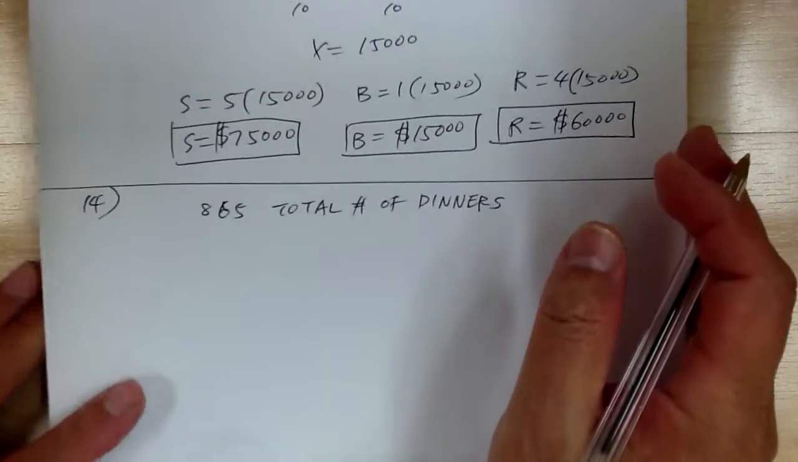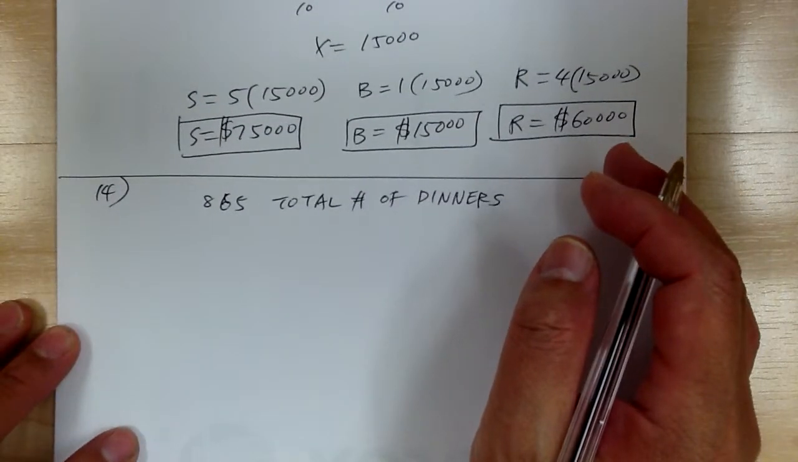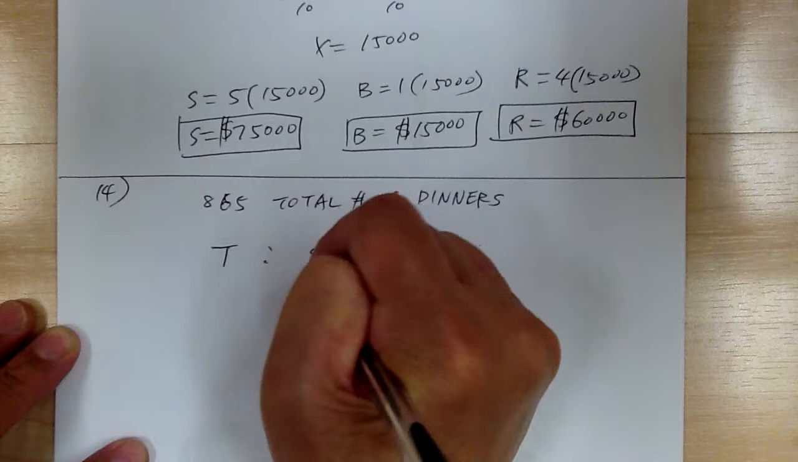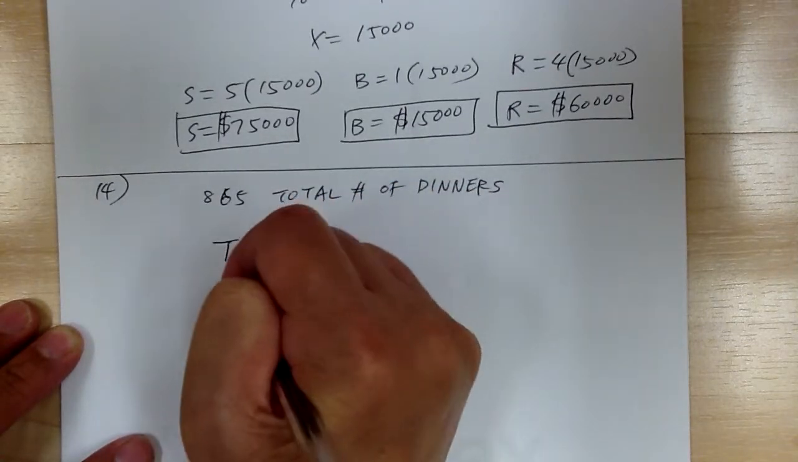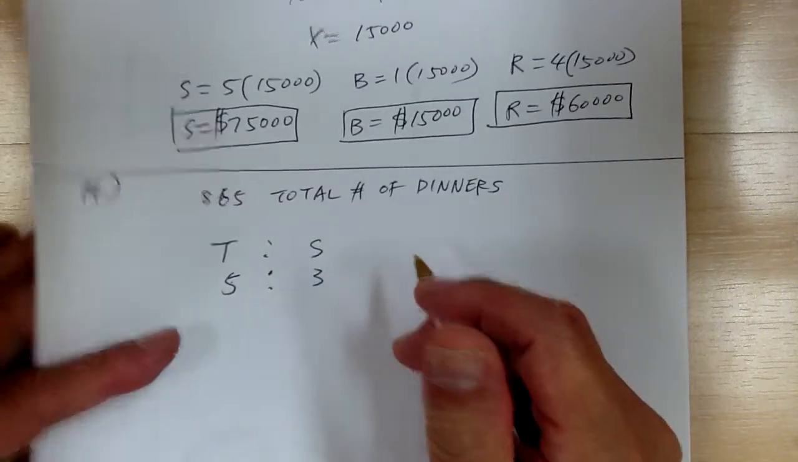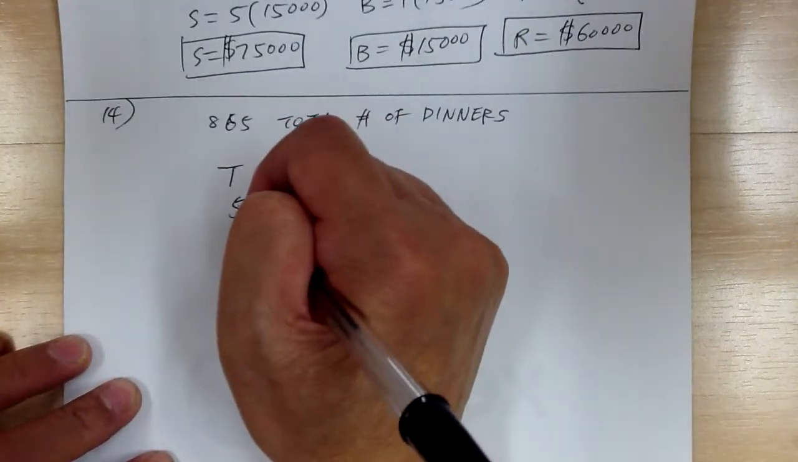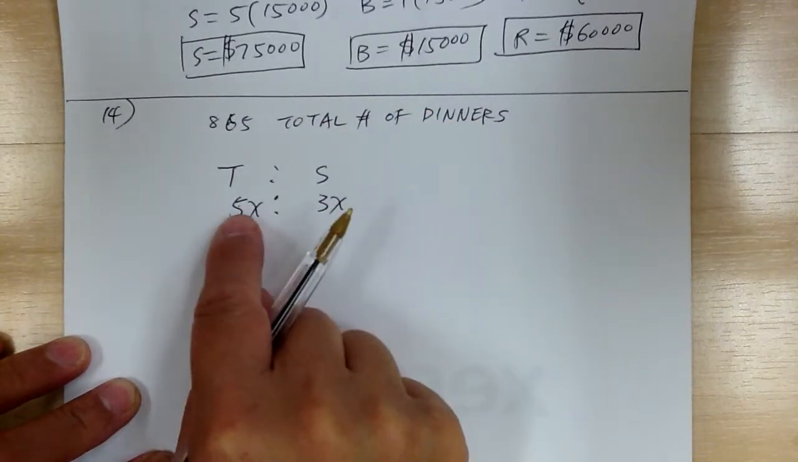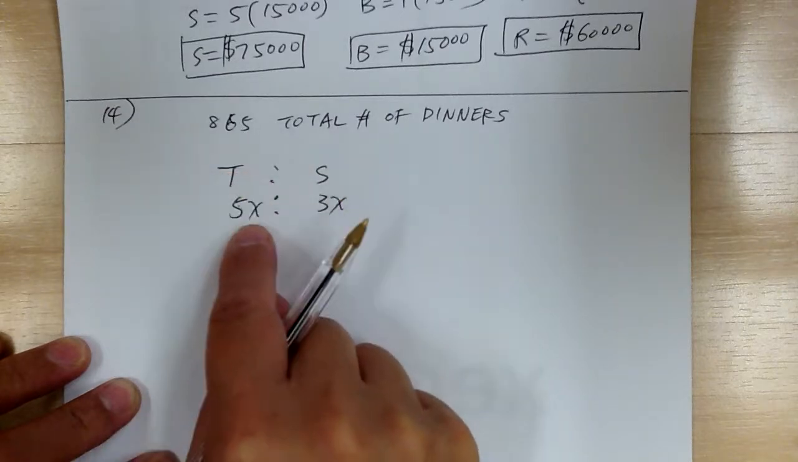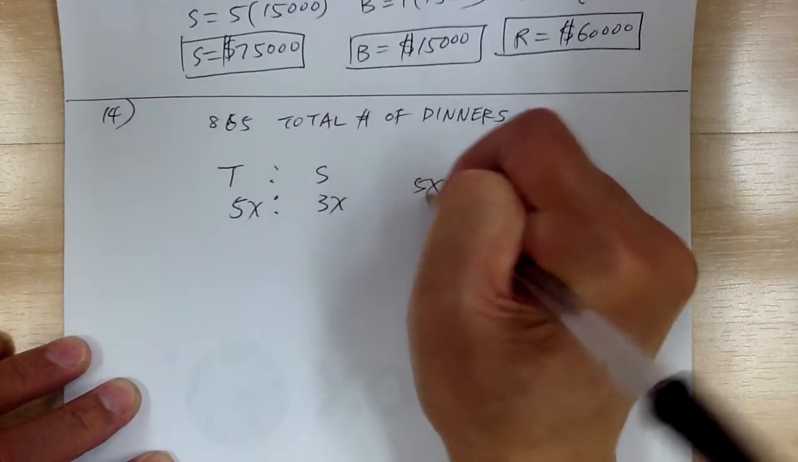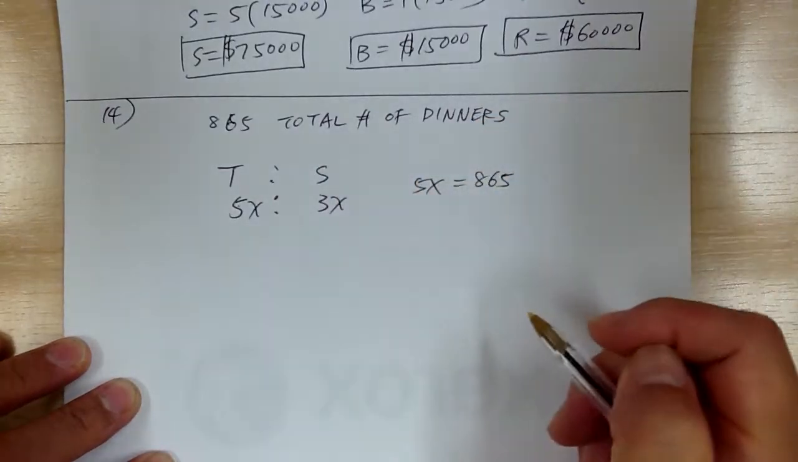It says out of every 5 dinners served, 3 were seafood. Okay, so out of every 5 total served, 3 are seafood. And so this is, again, the multiplier, right? But in this case, you don't add because this is already the total. So in this case, notice the 5x is the total already. So in this case, you do not add. Okay, so just 5x equal to 865.